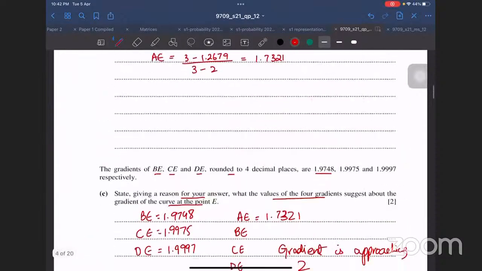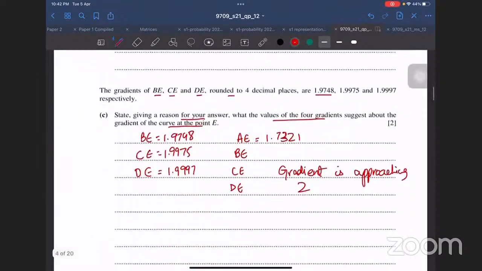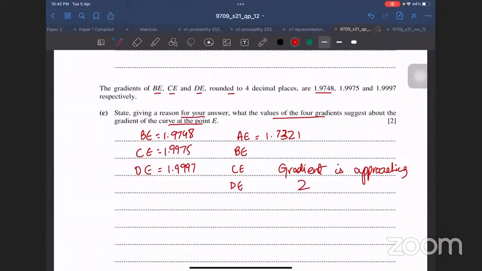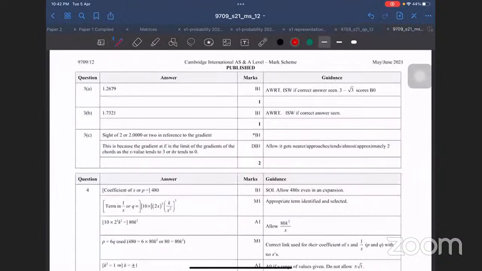That was question number 3. This is actually the part on differentiation that has been added to the syllabus. You won't see this very often, but this comes up like that. Side of 2 in reference to the gradient. This is because the gradient at E is the limit of the gradients.